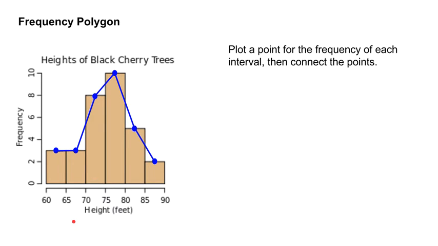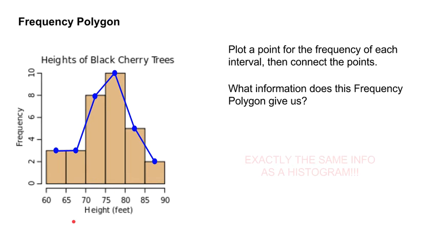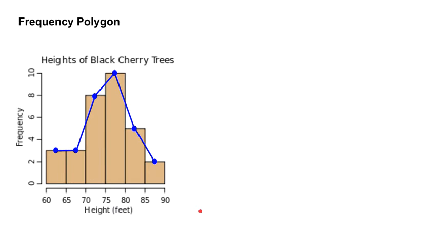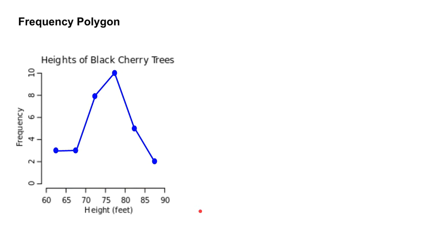What information does it tell? Well, exactly the same as a histogram. We can still look at this dot and see that there are 10 black cherry trees between 75 and 80. Still goes high in the middle, low on the sides. So it still gives us the exact same information as a histogram. Usually when we have a frequency polygon, we do it instead of a histogram. So we can take away those bars. So this, again, gives us the exact same information as a histogram.